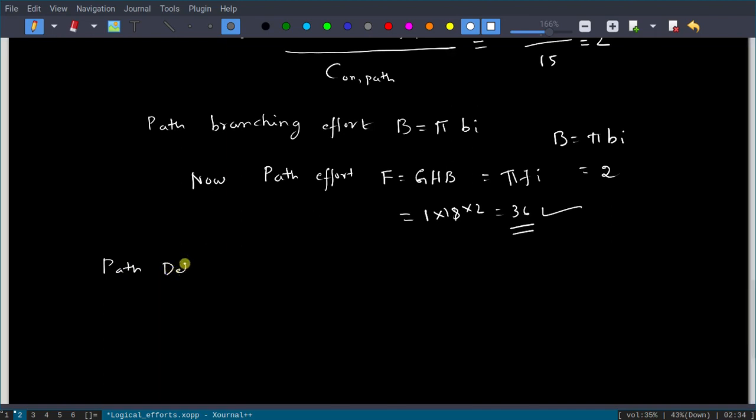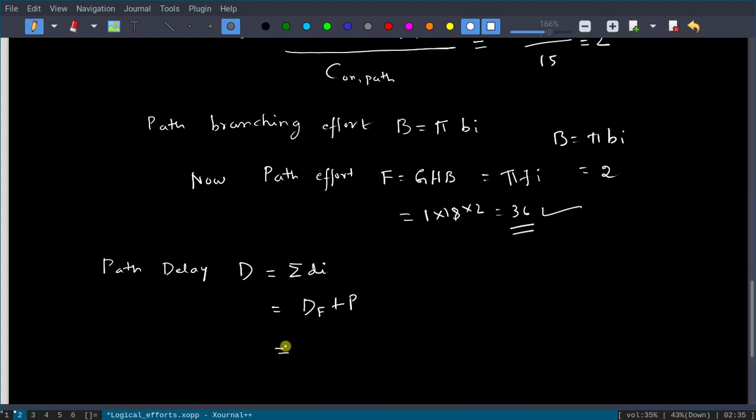Path delay, denoted by D, is the sum of the delays of each stage, or I can write D equal to summation di. If I know each stage delay, then the complete path delay can be calculated by adding them. This can again be split into two parts: one is DF, plus another one is P.